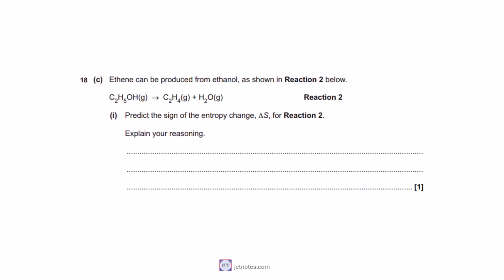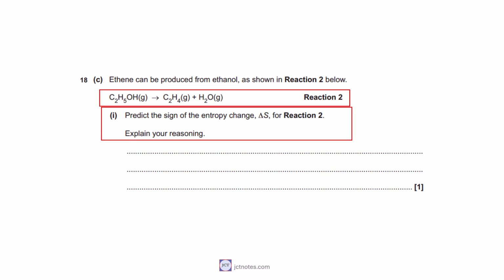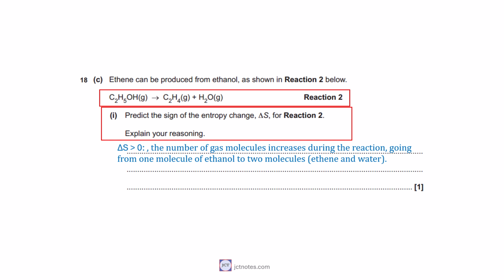In question 18c, we have the reaction for the production of ethene from ethanol, where ethanol in the gaseous state is converted into ethene and water, both in the gaseous state. In the first question, we are asked to predict the sign of the entropy change for the reaction, explaining our reasoning. The sign of the entropy change for the reaction is expected to be positive.